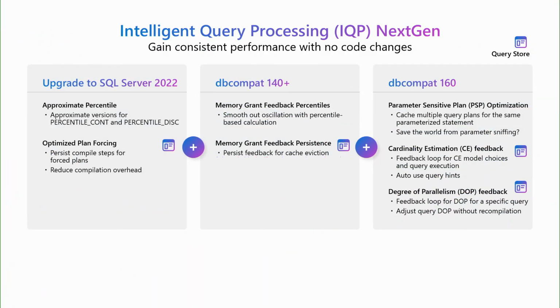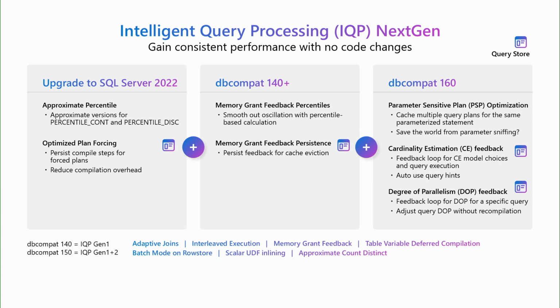All of these capabilities are built into the query processor, but some of them require the query store to be enabled to take effect. And don't forget, if you're using DB compat level 140 or greater, you also get previous generations of IQP enhancements from SQL Server 2017 and 2019. As I mentioned, the next gen of IQP in SQL Server 2022 is packed with new capabilities you need to solve common query performance issues with no code changes.